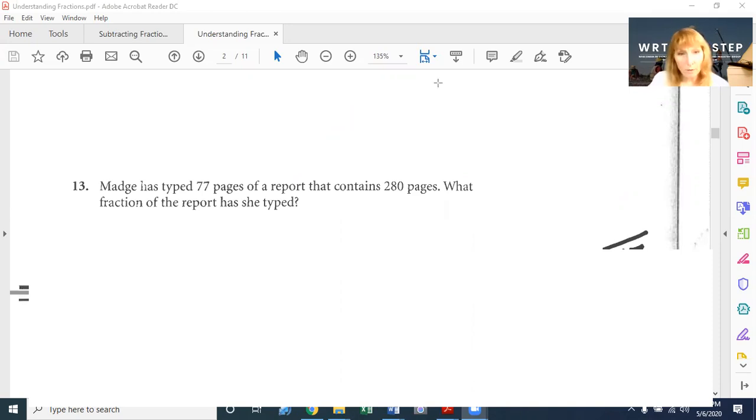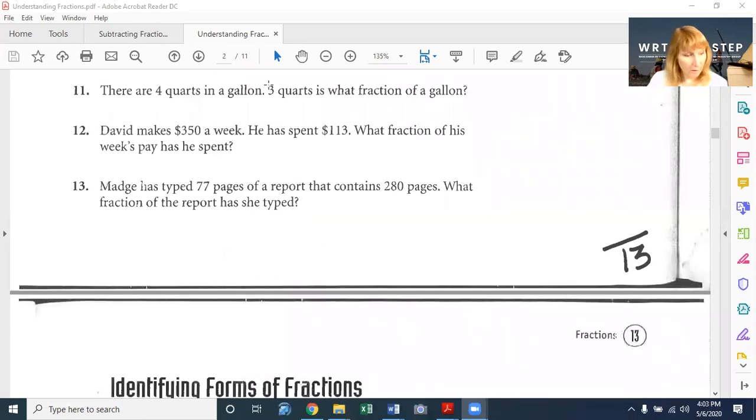What is your bottom number? What is your whole? She has a total of 280 pages. And she has typed, extend my line a little bit, 77 of those pages. So 77/280. Okay, all right. Clear my drawings. And now let's move on a little bit and talk a little bit about improper fractions.